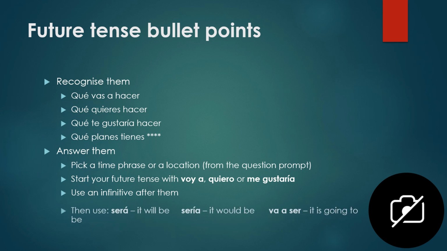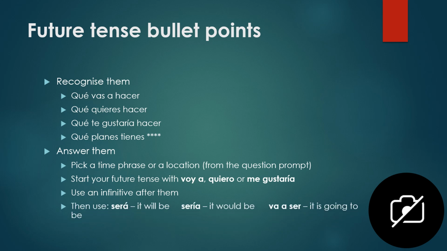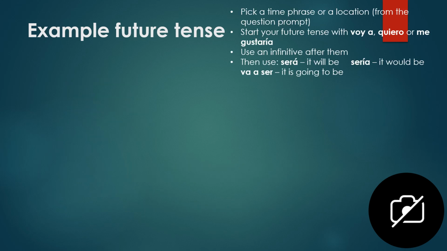150 word will be a little bit different. Then use será to say it will be, or sería, it would be, or va a ser, it's going to be. Sería probably more useful here. You'll see in the examples.